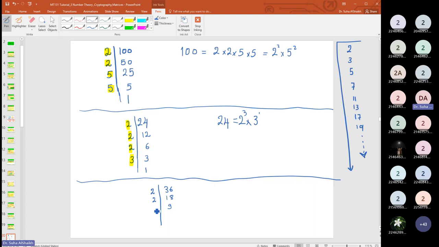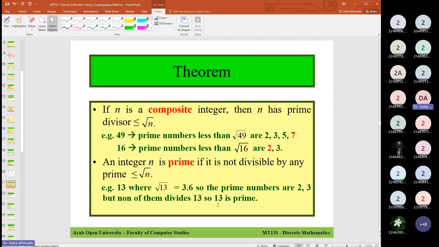9 is not divisible by 2, it's divisible by 3 now. The result is 3. Divisible by 3, the result is 1. So now we are done. It is 2, 2, 3, 3. So we say that 36 is equal to two 2's and two 3's. Okay? You got that? So this is how we do a prime factorization.